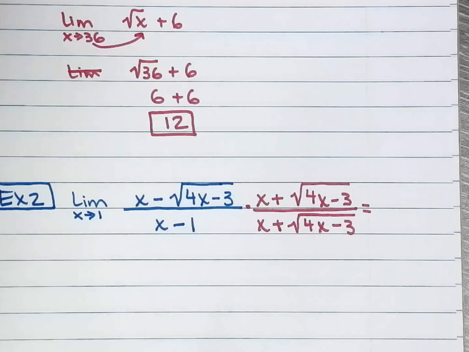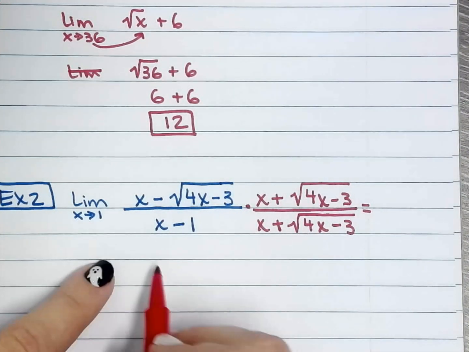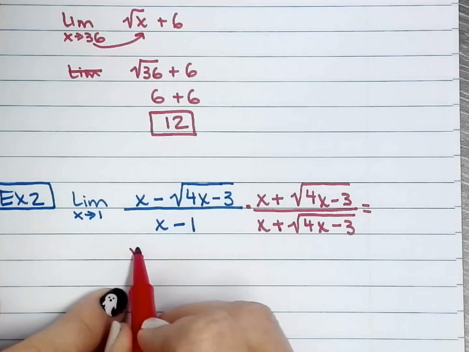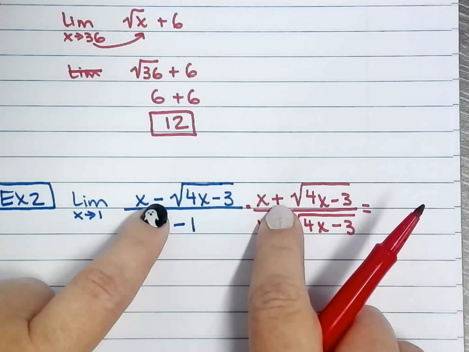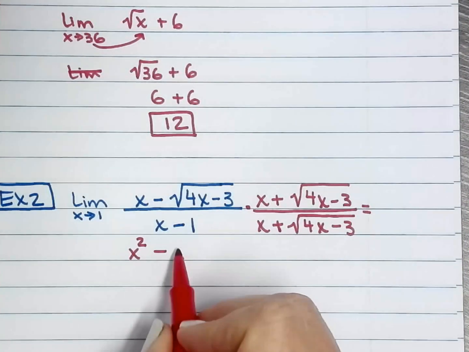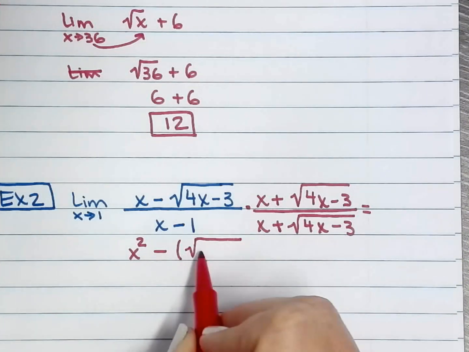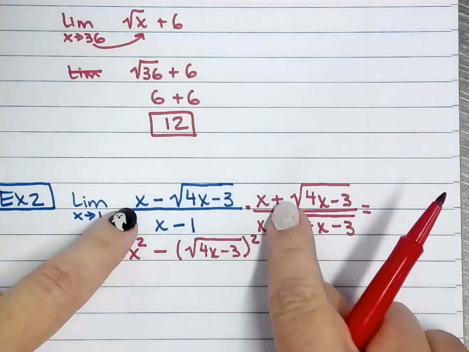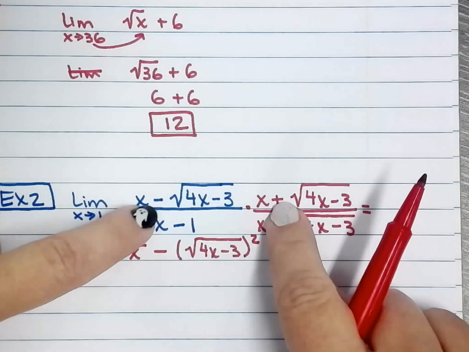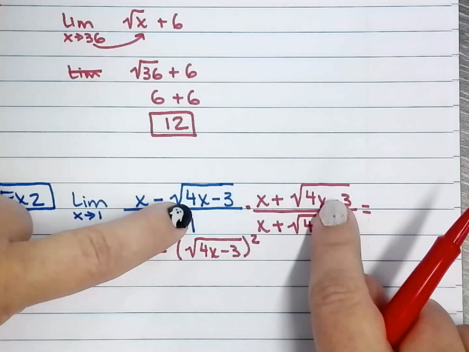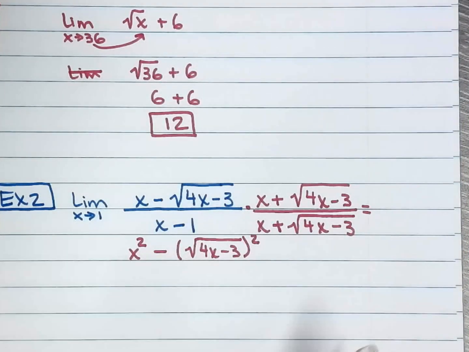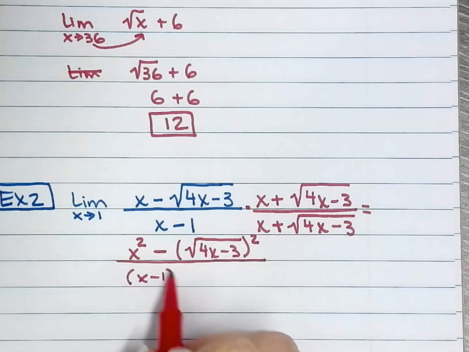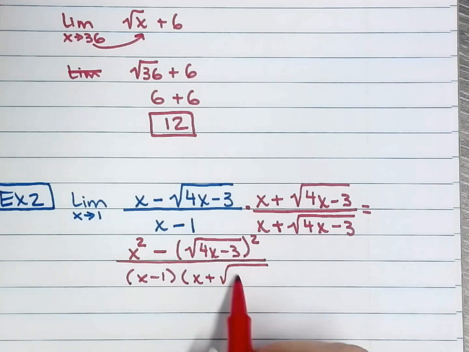Okay, so here I will square these. So x times x is x squared. A plus times a minus is going to be a minus. And then I will square the second one. Multiply these two, that's the difference, and then you square because you're multiplying these two. And then in the denominator, I'm just going to leave it like that. x minus 1, x plus square root of 4x minus 3.